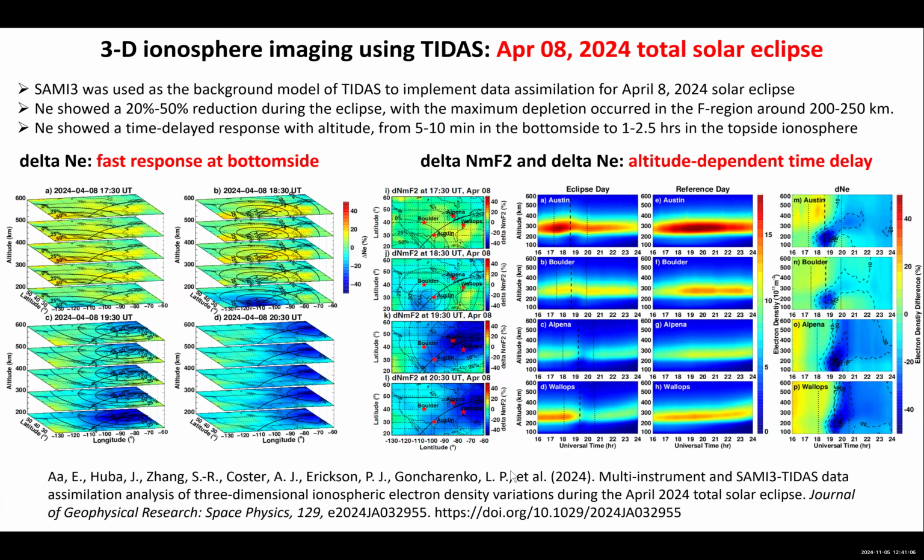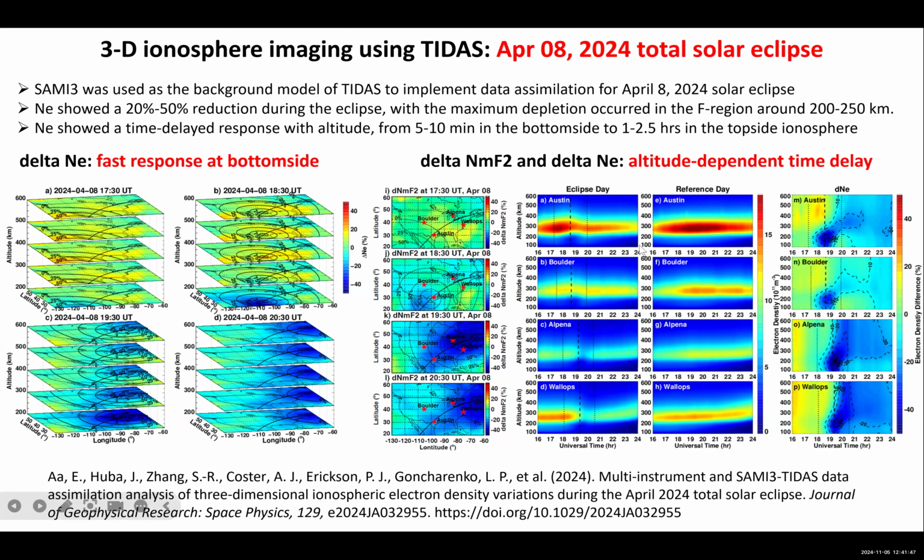And in the middle panels, we show the delta NmF2 variations. We also mark 4 different ionosonde stations: Austin, Boulder, Alpena, and Wallops Island. So that's the electron density profiles during the eclipse day. These vertical dotted lines and the dashed line mark the local eclipse start, maximum, and ending. And that's the reference day, for which I use the day before and the day after the eclipse as the reference. So we can clearly see that during the eclipse, there's a plasma bite-out.